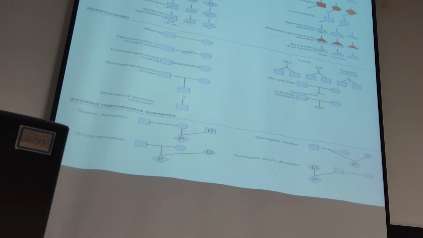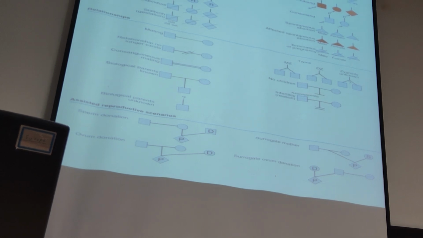The second part is identifying the relationship between individuals. Mating between this male and this female: we draw a line between the two individuals and connect them to each other. If divorce happens, we draw two slashes on it. If there is a consanguineous marriage, we draw two lines to connect the two individuals.